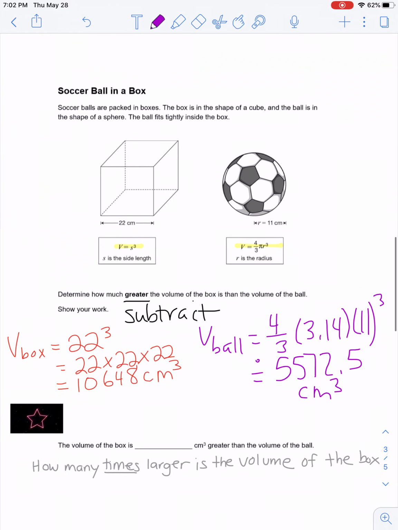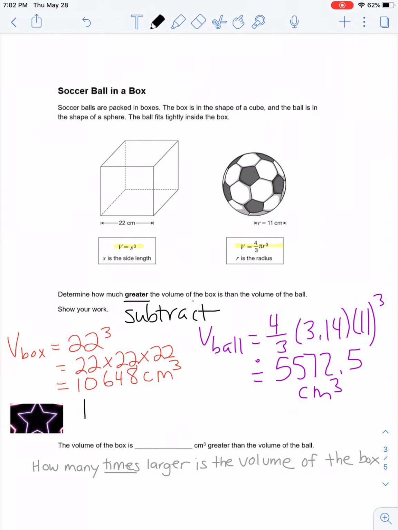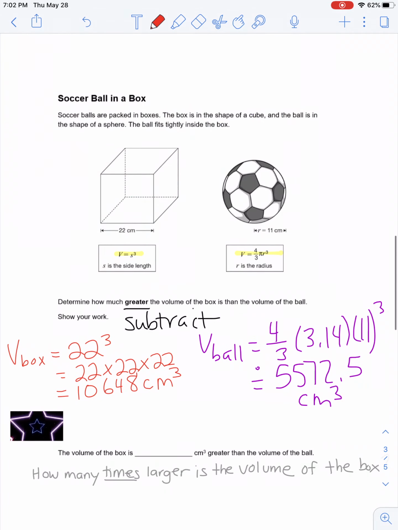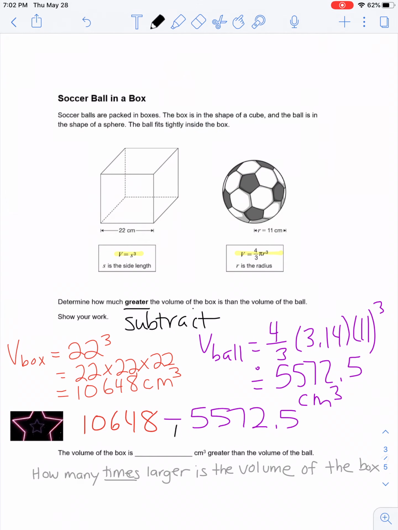And my last step is to subtract. So the box's volume is 10,648, and we need to subtract the volume of the ball, which was 5,572.5. So if we do that, we end up with our answer that's going to go into this spot here.